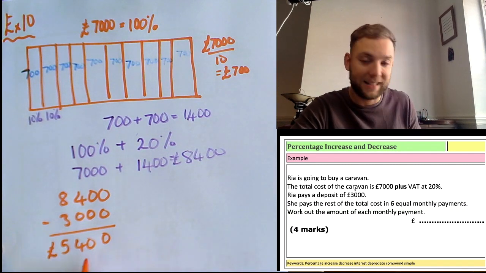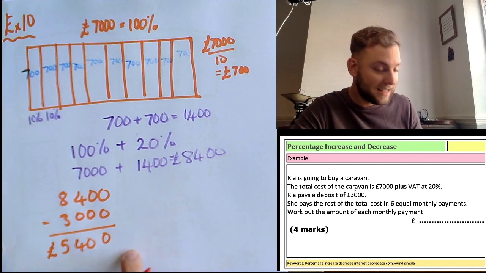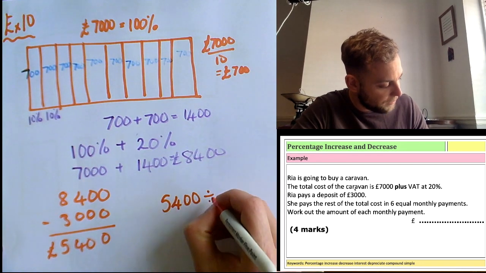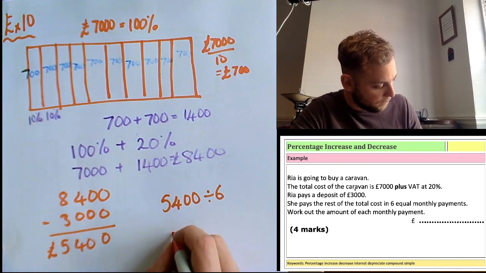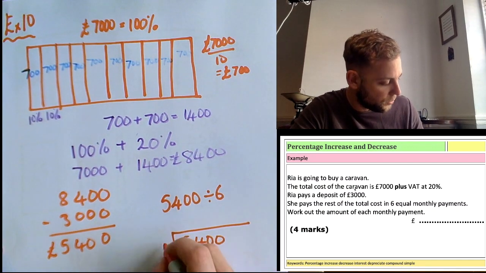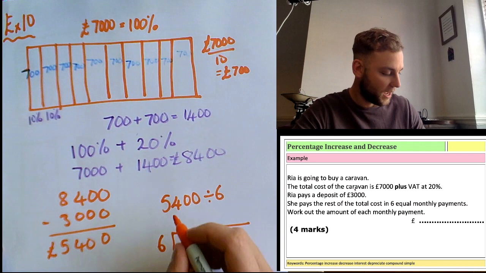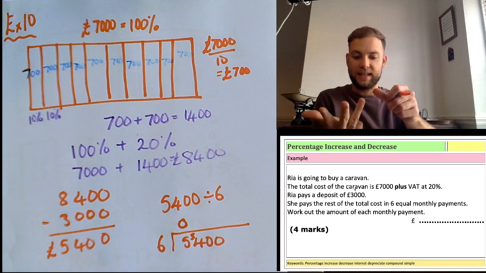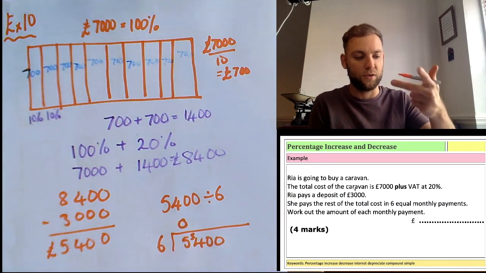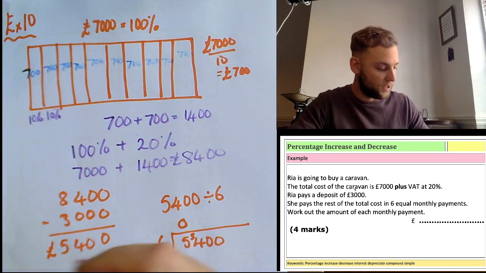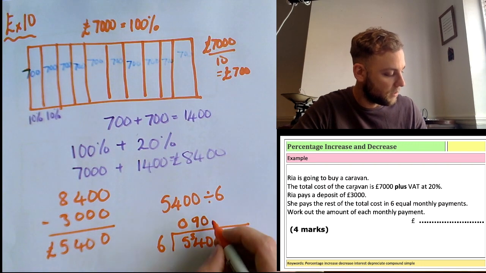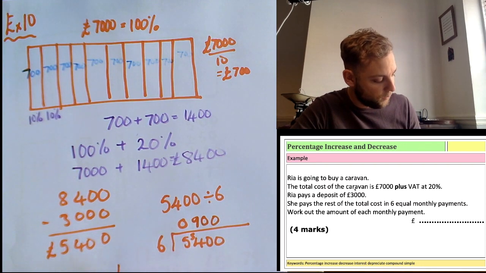And she splits the rest over 6 equal monthly payments. So she's going to split this into 6 payments. So to find that out, I need to divide this by 6. So I need to do 5,400 divided by 6. Now the best way to do that is probably the bus stop method. How many times does 6 go into 5? It doesn't, carry the 4. How many times does 6 go into 54? Well, 6, 12, 18, 24, 30, 36, 42, 48, 54, which is 9. It goes in 9 times. How many times does 6 go into 0? None. So I'm left with 6 monthly payments of £900.